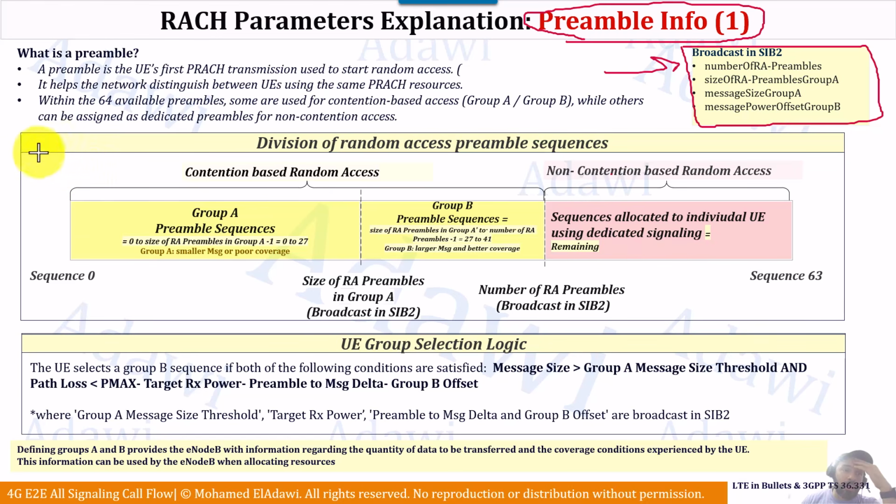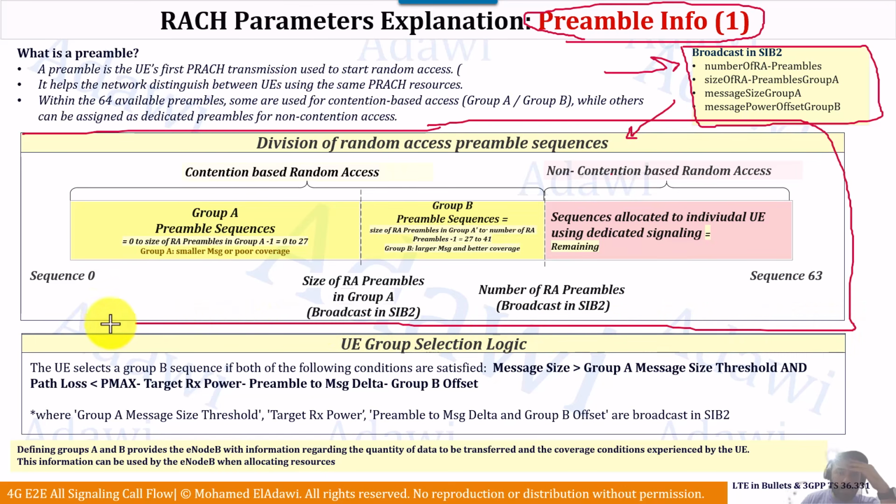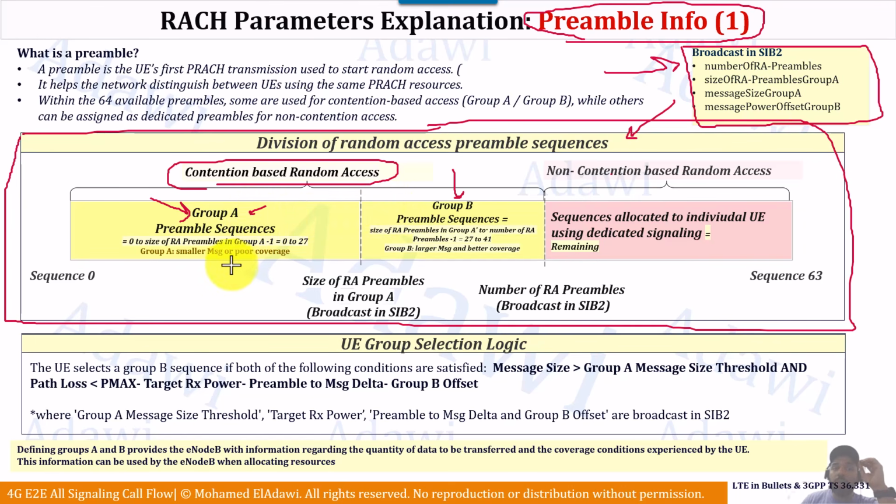So this is actually the main idea. These parameters can instruct the user to have this kind of format. So the user can understand there is something called group A, which is mainly used for contention based random access, and also group B, which is mainly used for contention based random access. And the difference between group A and group B: one of them is mainly used whenever the message size is small, message size number 1 is small, or the user is already in a poor coverage.